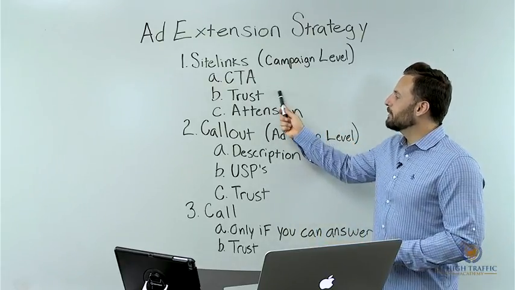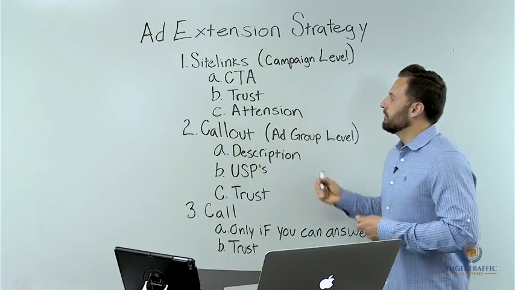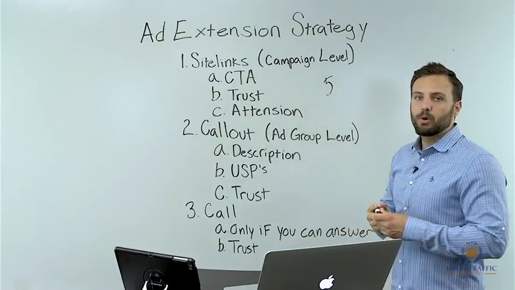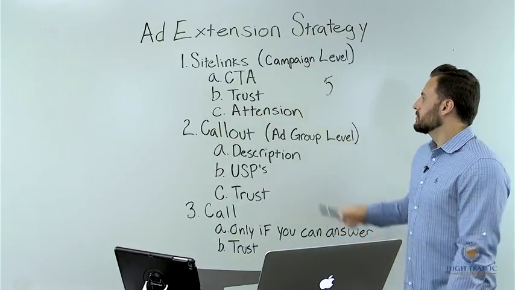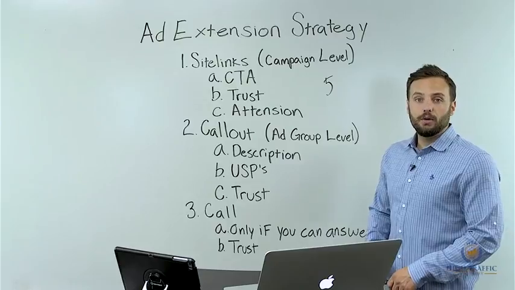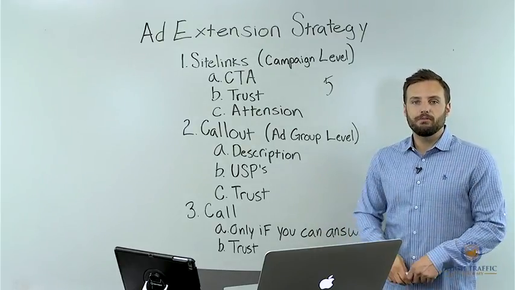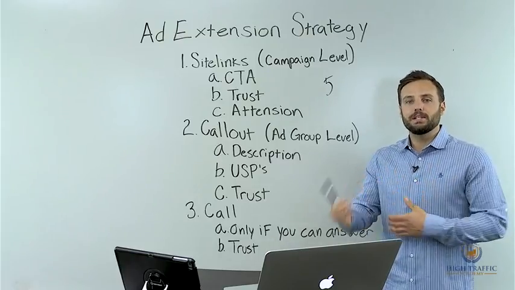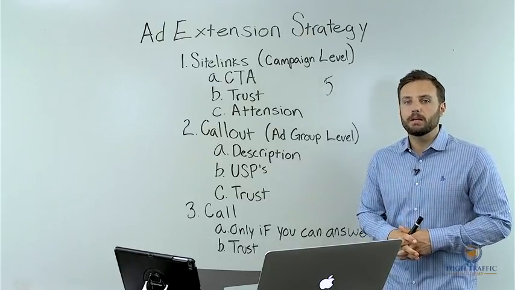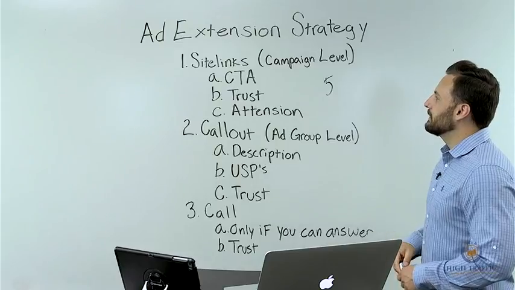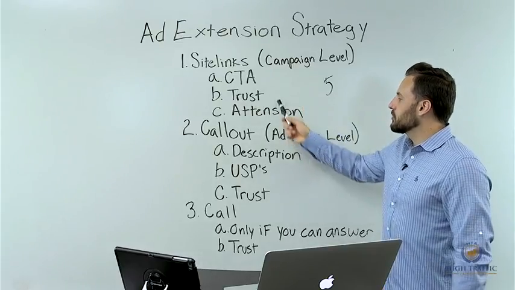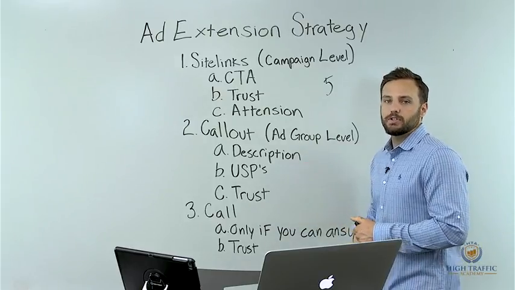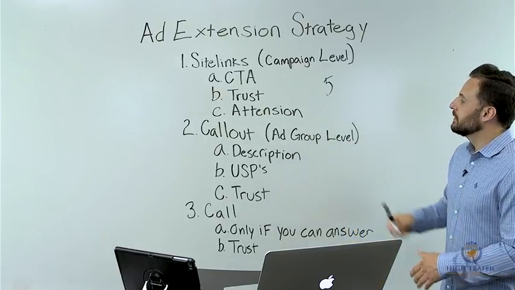And I would recommend adding up to 5 site link extensions per campaign that you build out. So include 5. They're not always going to show, and they're not always going to show all at once. But if you have 5, that'll give you some good wiggle room to allow them to run against each other and see which ones are going to perform the best. So that's for site links. Add a call to action, trust, and attention, and then add up to 5 variants of those 3 different concepts.